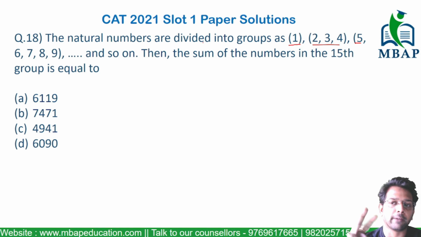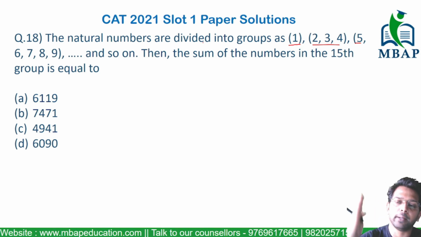So there are two things which I have to find out. One, what is the number of terms in the 15th group? And second, what are the terms in the 15th group. But obviously they are all consecutive numbers, so taking the sum will be the sum of an AP, for which we need to find out the answer.